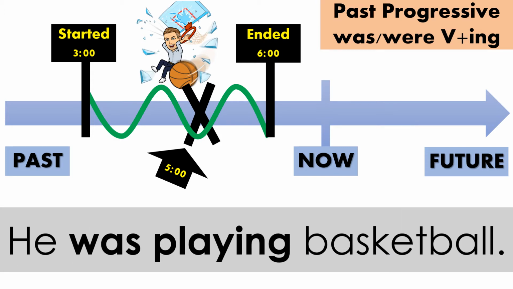Now, if we're talking about the whole event, we could say he played basketball yesterday. But if we're asking about a specific time, like 5 o'clock yesterday, we would use the past progressive. He was playing basketball.